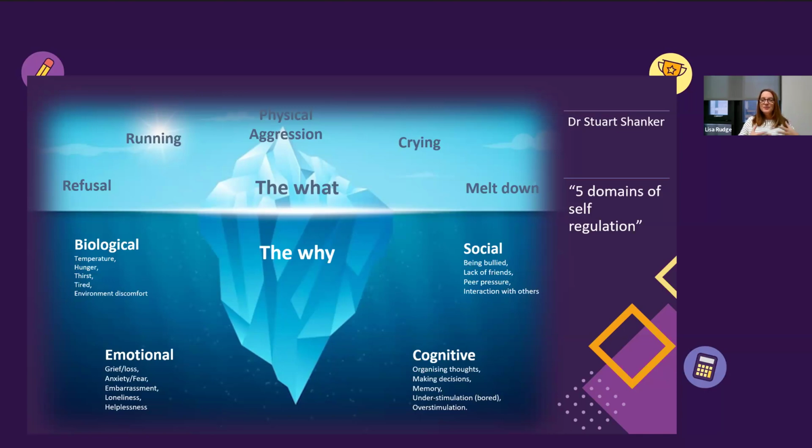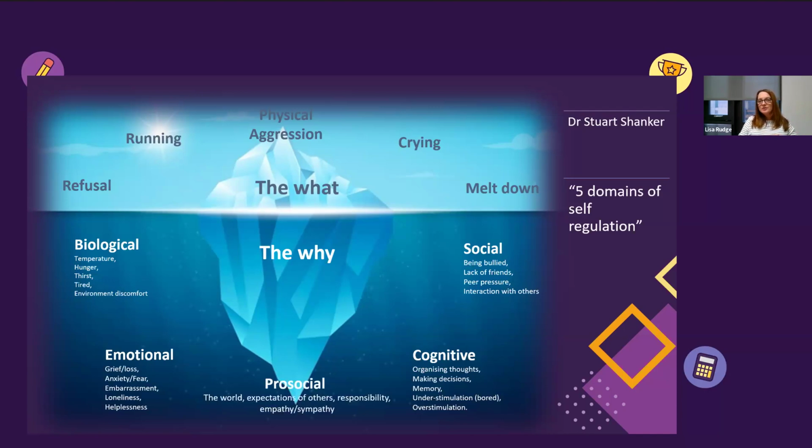Think about, do their clothes fit? Are their clothes warm enough? Are they able to perhaps engage in their environment? Have they got their glasses on? Have they got their hearing aids in? Are they physically present in the room?